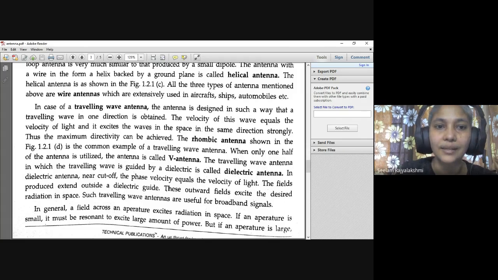The rhombic antenna shown in the figure is a common example of the traveling wave antenna. When only one half, in which the traveling wave is guided, is utilized, the antenna is called a V antenna.